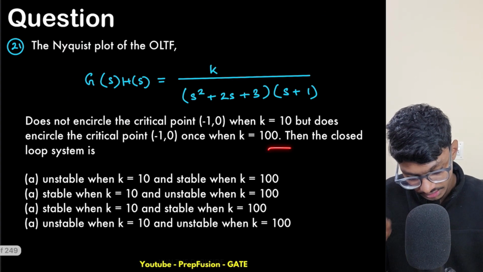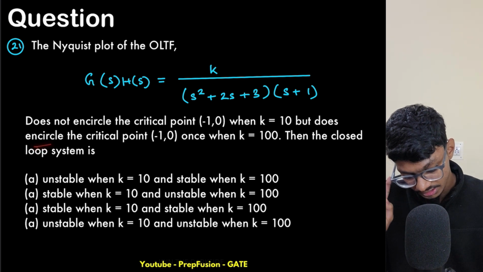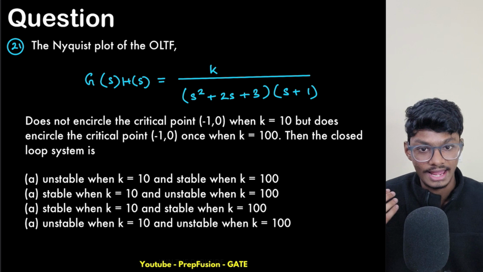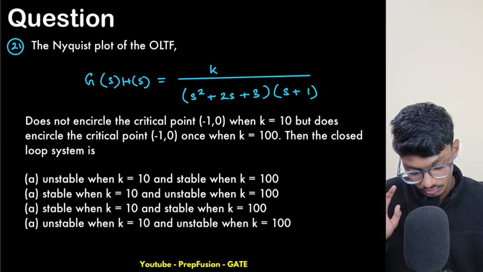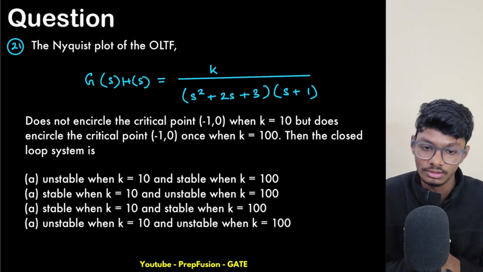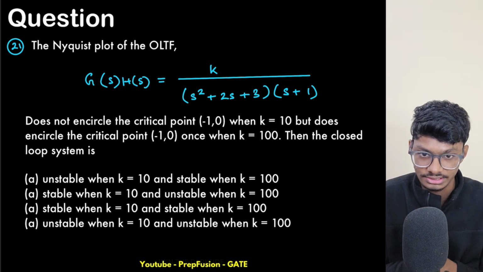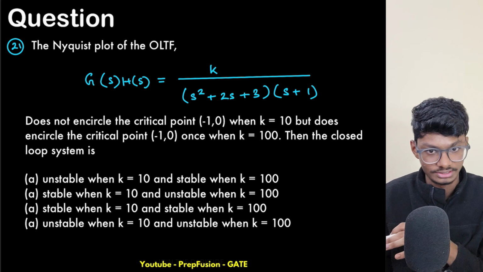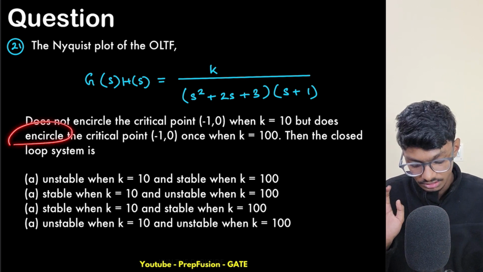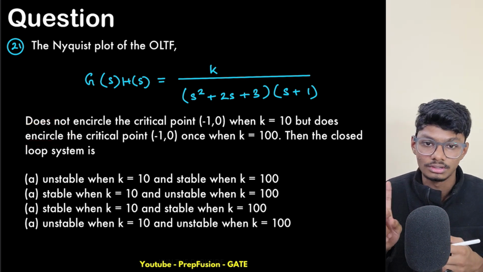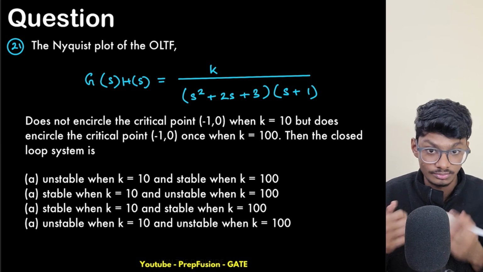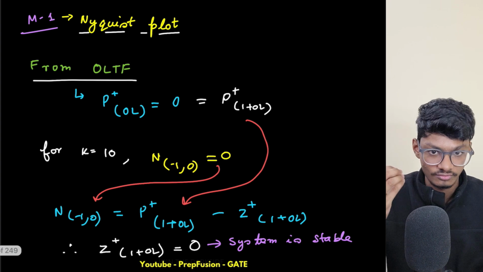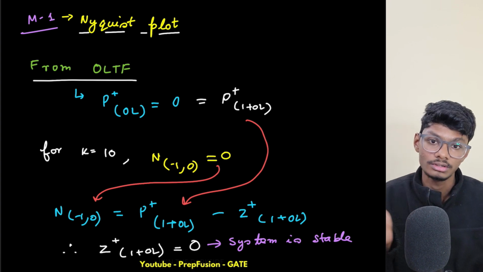When K is 100, it is telling us that it is encircling the critical point. The direction it hasn't told us, so that is an issue. They should have told us the direction, right? If they haven't told us the direction, and we get the value of Z as negative, we'll assume the other direction. So what I will assume is this is encircling in the anti-clockwise direction, the positive direction basically. If I get a negative value of Z, then I will change my direction.